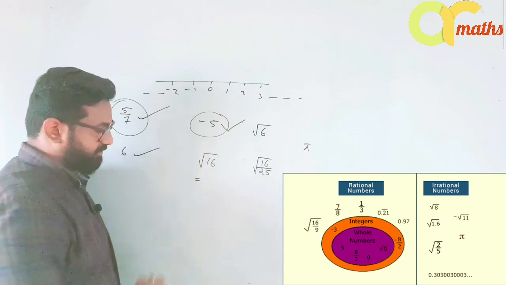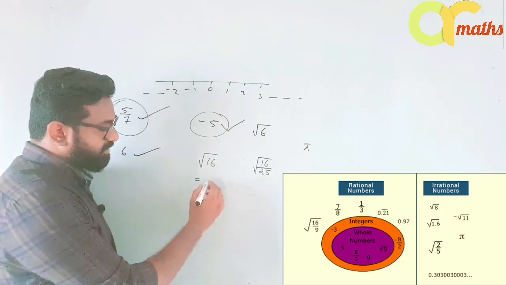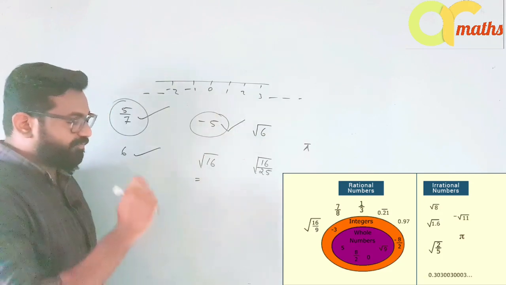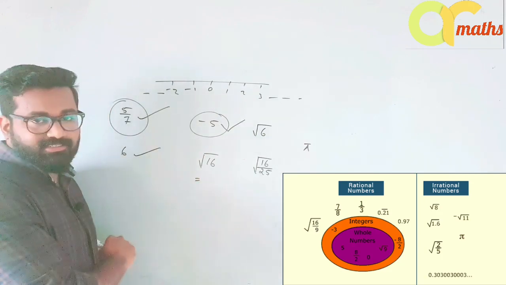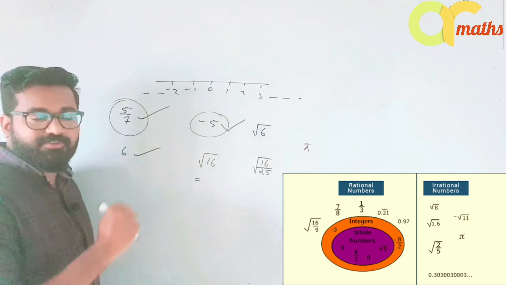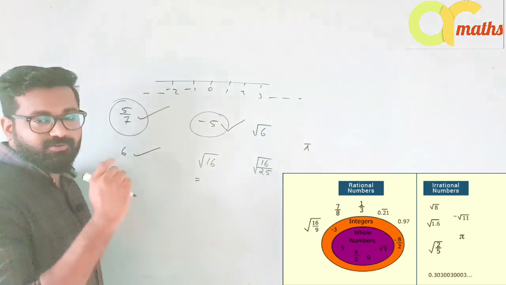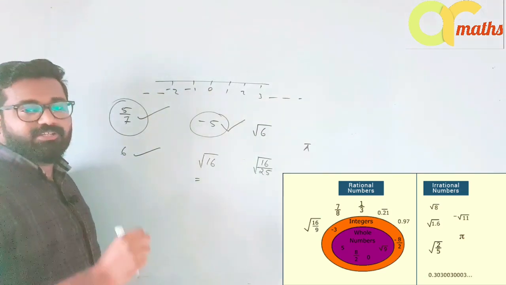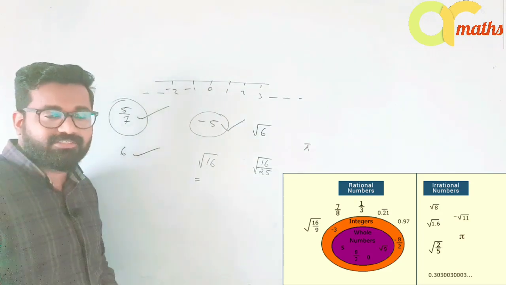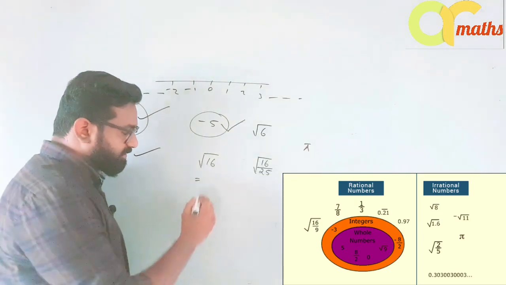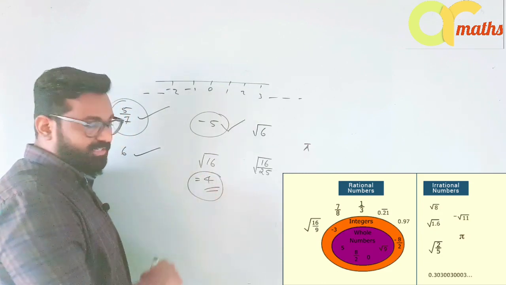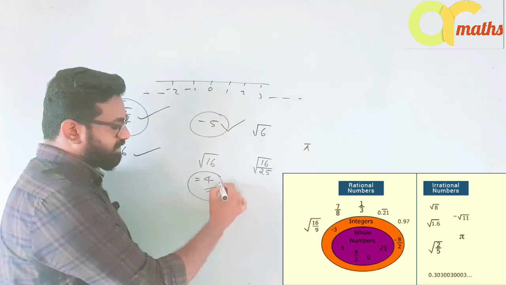Root 16. The value of root 16 is 4. How did you get 4? You know 4 into 4 is 16, or the square of 4 is 16. What about root 25? 5 into 5 is 25. So, root 25 is 5. What is root 81? 9 into 9 is 81. So, its value is 9. So, root 16 is 4. 4 is an integer, and all integers are rational numbers. So, this is a rational number.